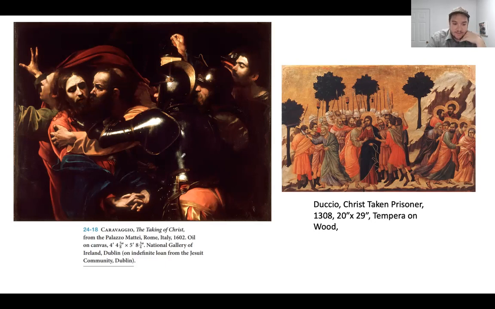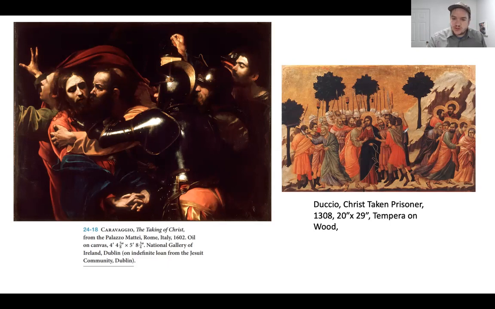And this is that same moment we've seen in this Duccio painting. And look at how simplified Caravaggio's made this event. He's zoomed in. There's only, say, 1, 2, 3, 4, 5, 6 figures in this. And Duccio's got this whole mess of people.